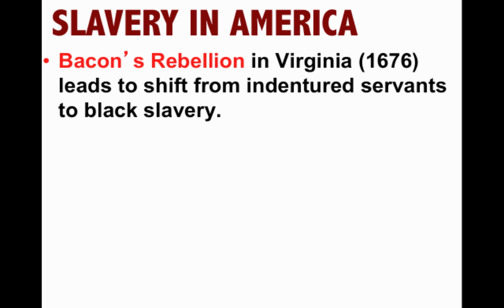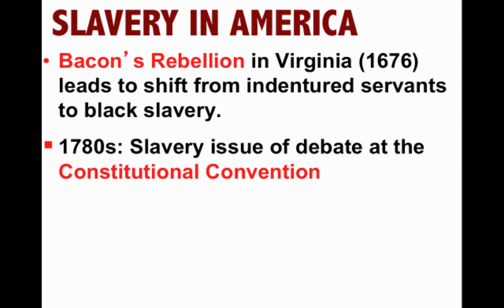Slavery in America has been going on. Unfortunately, the first slave ships come in 1619 to Jamestown. And of course, with Bacon's Rebellion in 1676, the colony of Virginia shifts from primarily indentured servants to black chattel slavery. Slavery was a major issue at the Constitutional Convention, but the framers of the Constitution postpone a solution to this problem, slavery, until later on.